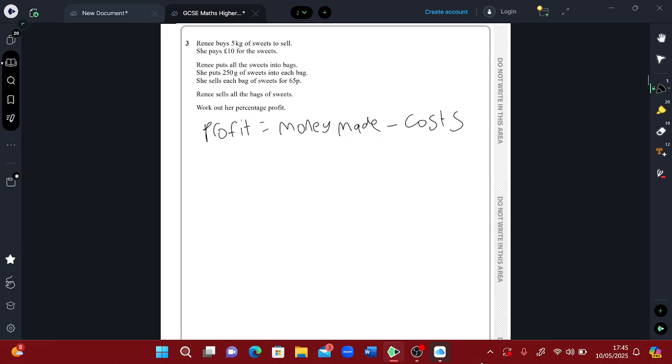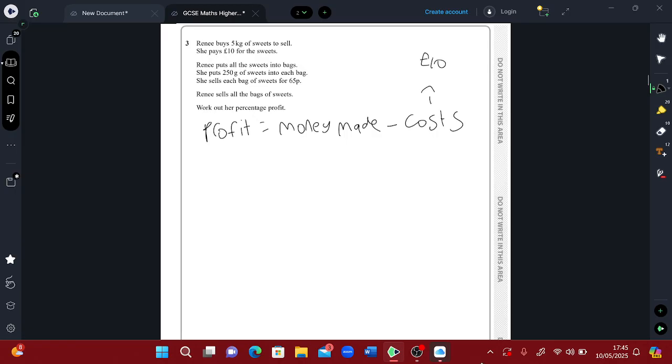So she buys 5 kilograms of sweets to sell. So buying that would be a cost. So she pays £10 for the sweets. So £10 is probably going to be looking like the cost here.